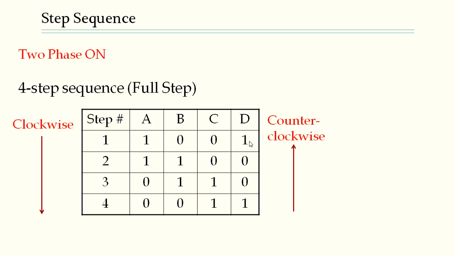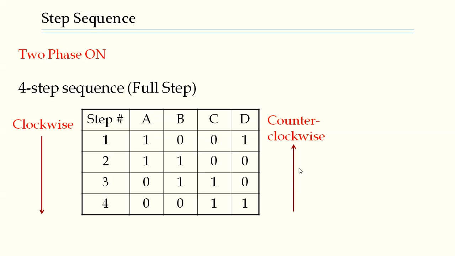The stepper motor has two ways of generating the step sequence. Either it is two phase on or it is one phase on. So what is meant by two phase on? It means that two of the coils are being activated.